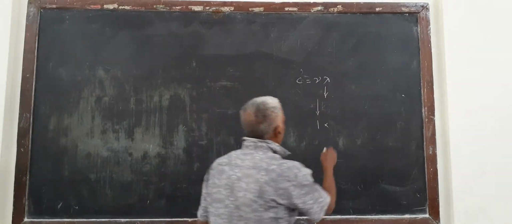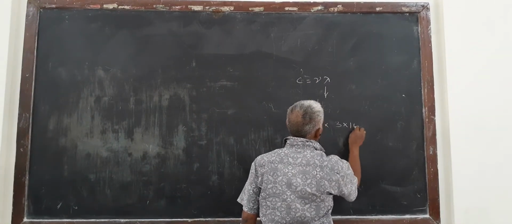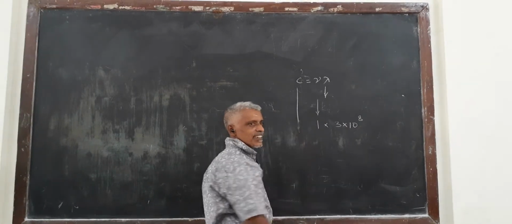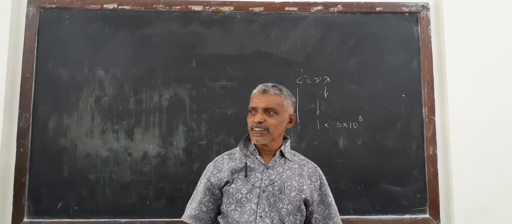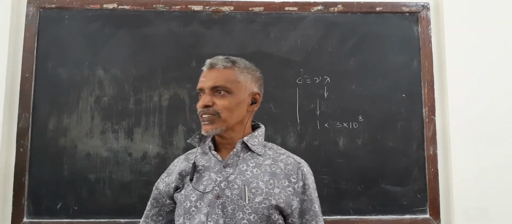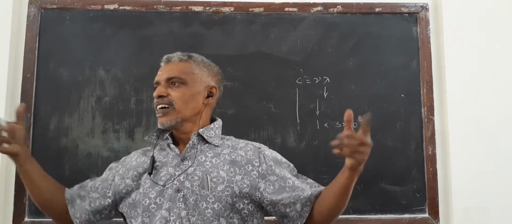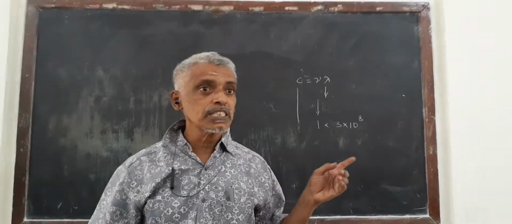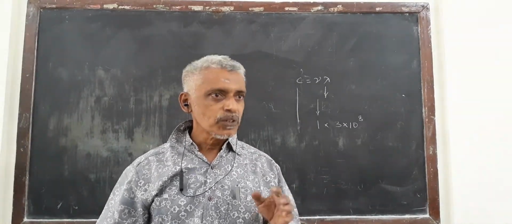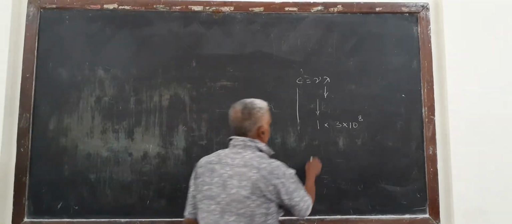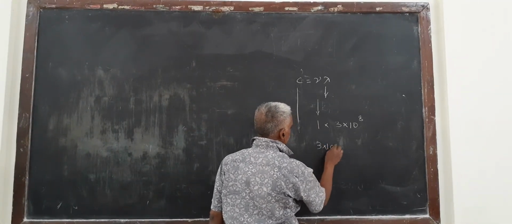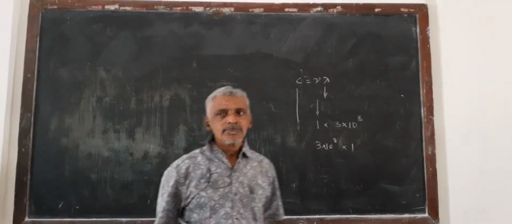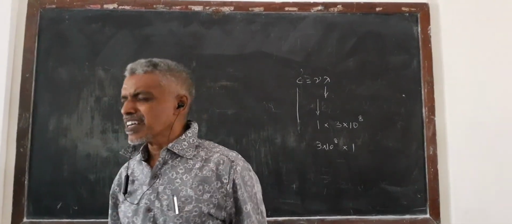Good. 3 into 10 power 8. How? Because you know C already, my dear. You need not scan. You can say very simple. So it's a simple question. Okay, now go back. It is 3 into 10 power 8 and this has to be 1, because C is a constant.